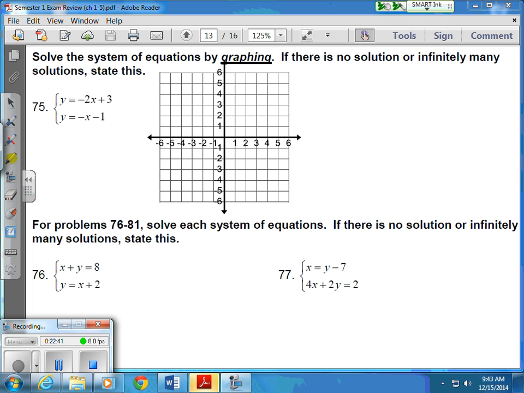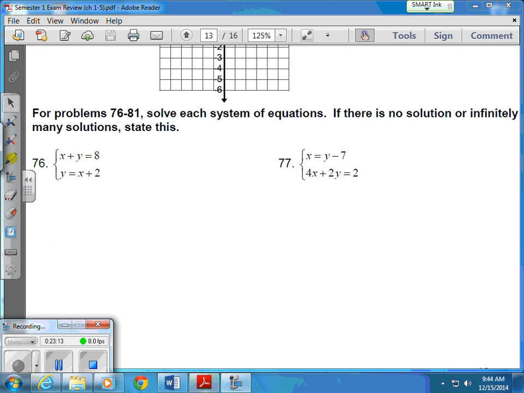Quickly, 75. Y equals negative 2x plus 3. We start at positive 3, go down 2 over 1. Then we do negative x minus 1. It's going to have a negative 1 slope. Right there is my point of intersection. So that's the point 4, negative 5.